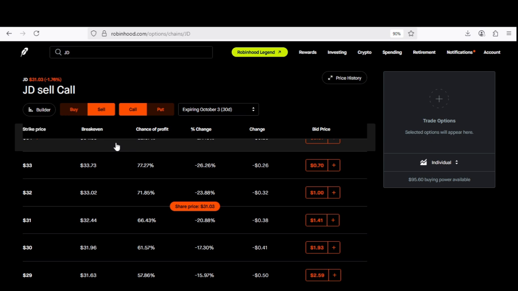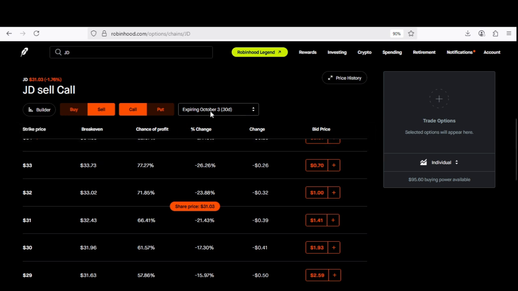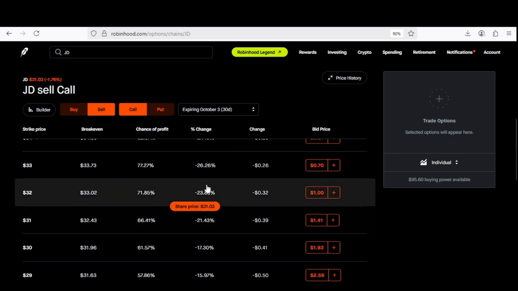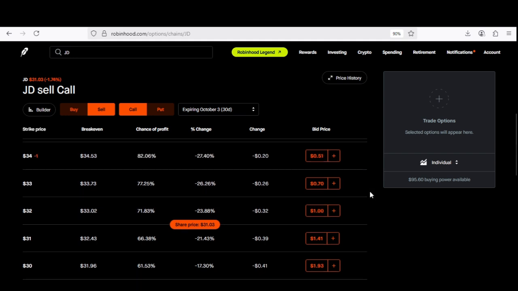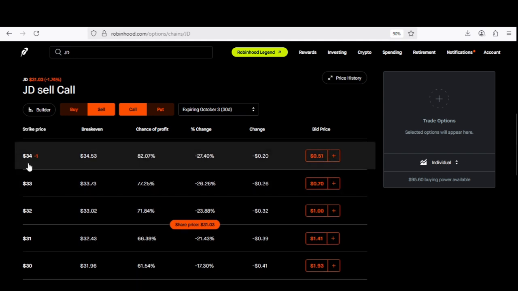Now, there's two ways this trade could go. Remember, in order for us to do this covered call option strategy, we are using the LEAPS option that I just purchased in my portfolio in order to make that consistent income. So come expiration date of October 3rd, ideally you want the share price of JD to remain below the price you chose, which was $34, as you can see right here.